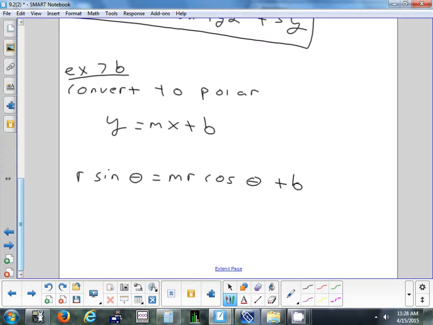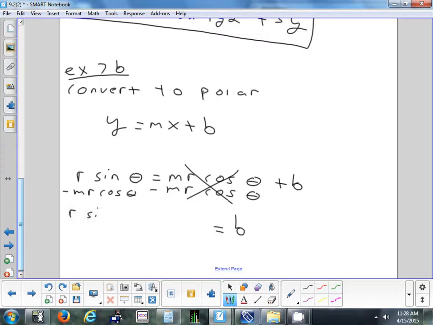So now, at least if we want to get r by itself, because in polar, that's what it is. R is by itself. So let's at least get all the r's on one side. How would we move m r cosine theta to the other side? James? Subtract it. So subtract m r cosine theta. Now you're left with b on the right.